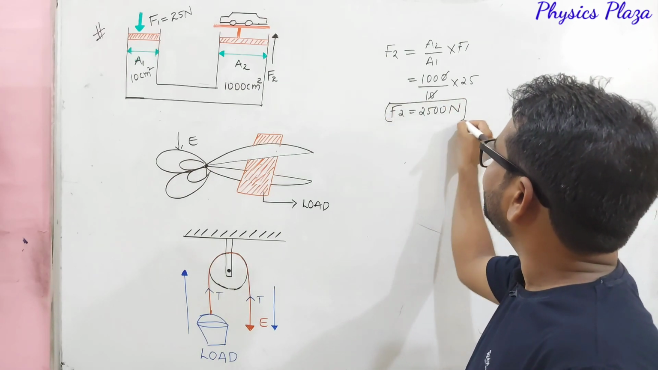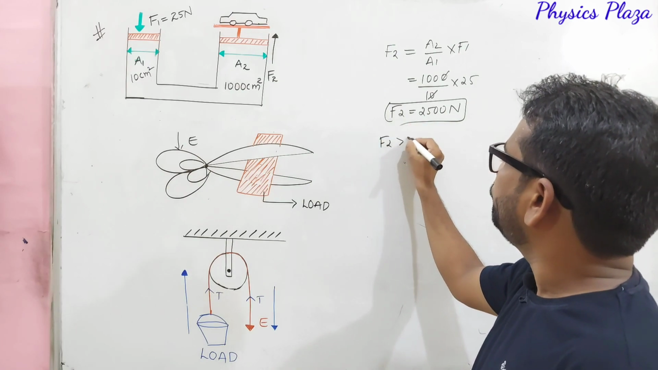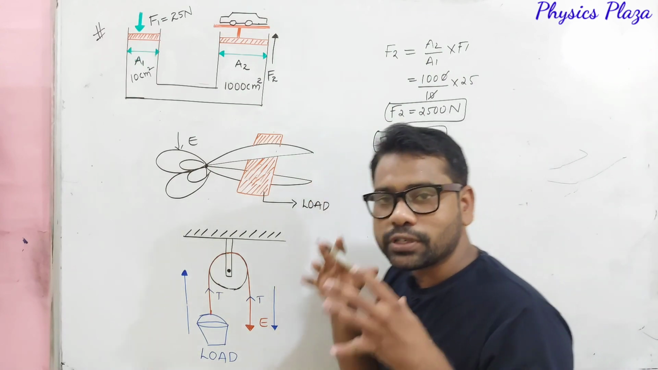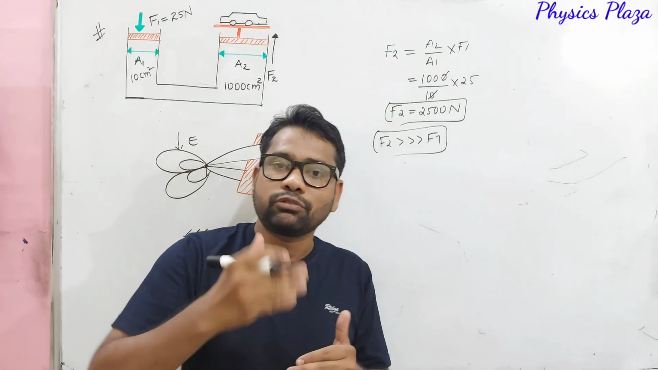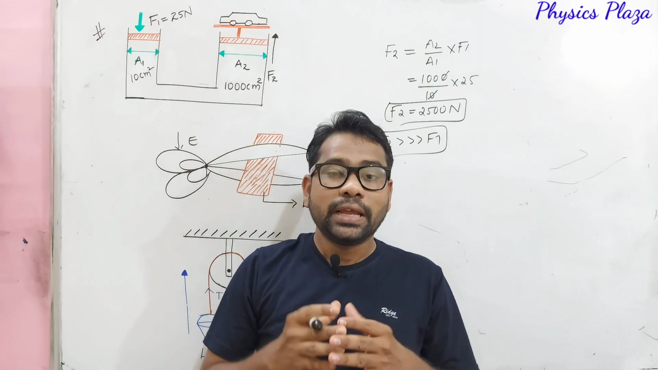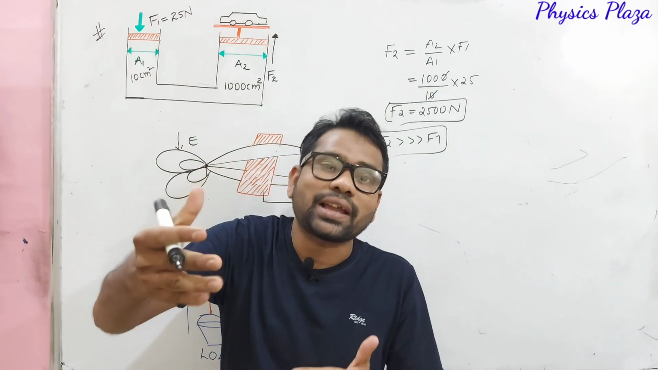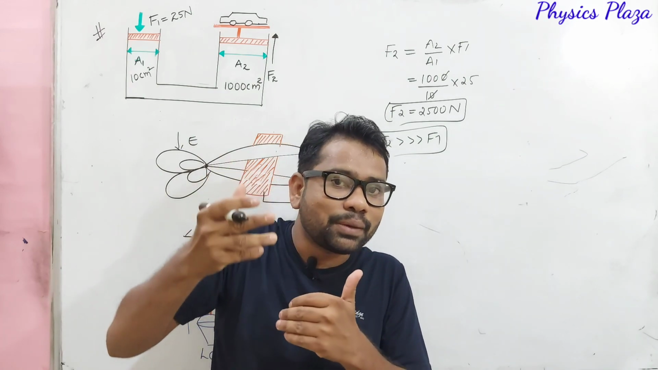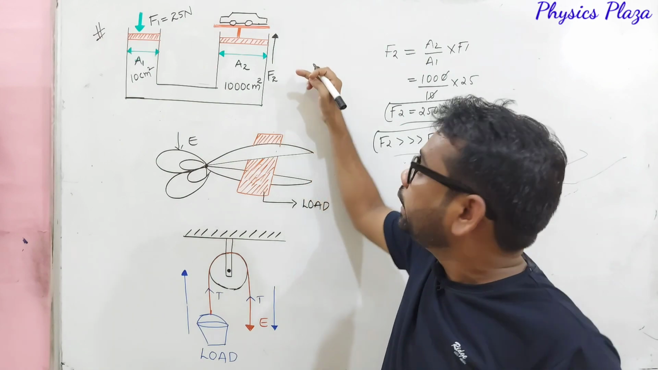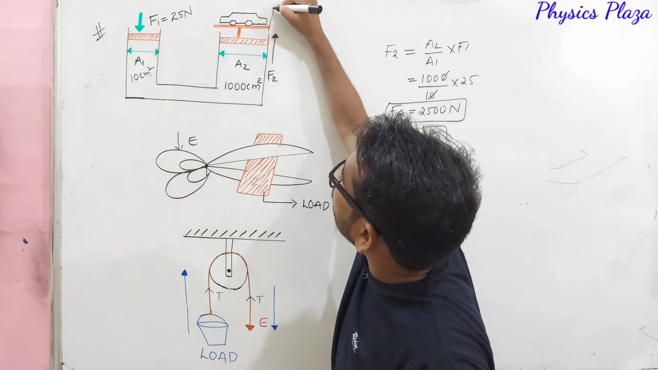Now try to think about this. Here F2 is very much greater than F1. How much force are we applying? We are applying just 25 newtons only. So the 25 newton force which is applied, dear children, is multiplied 100 times. The output force which we are getting is utilized to lift heavy vehicles.